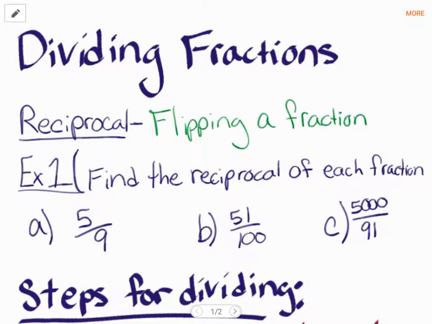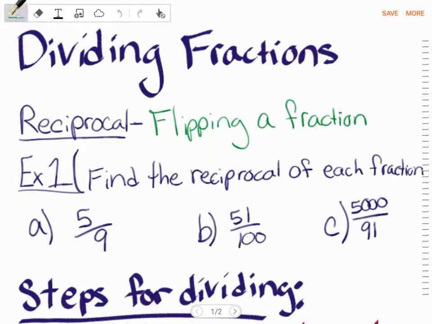So if I am going to do this, let's talk about a few examples here. We want to find the reciprocal of each fraction in my example 1. A, we have the fraction 5/9. If I want to write the reciprocal of this, it would just be this fraction flipped upside down. So I'm going to write it as 9/5. Now, I'm not saying 5/9 is the exact same thing as 9/5. I'm saying the reciprocal of 5/9 is 9/5. All you have to do is flip the fraction upside down.